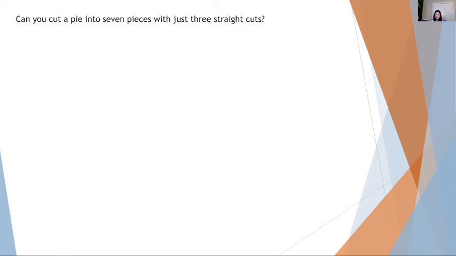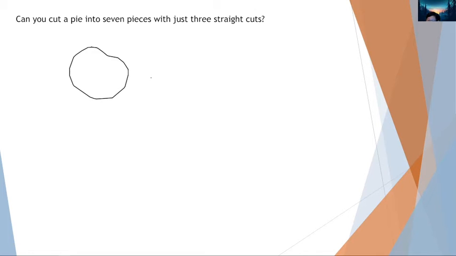We're now going to move on to cutting pies and trying to cut pies with the greatest number of pieces. So can you cut a pie into 7 pieces with just 3 straight cuts? I'm going to give you guys a pie here. This is the pie, and you can cut it however.